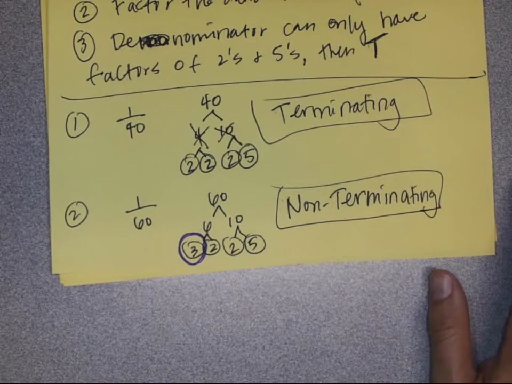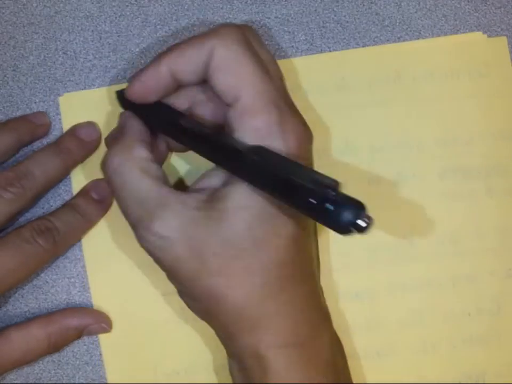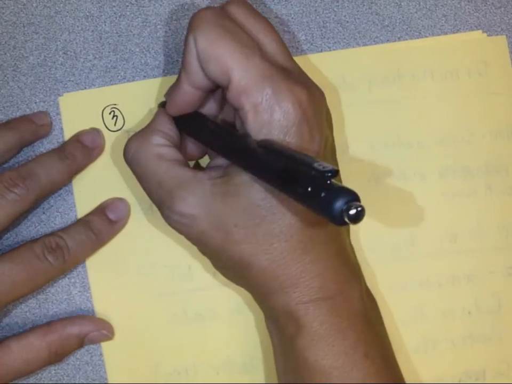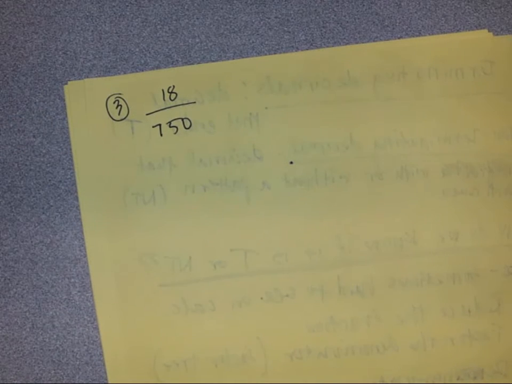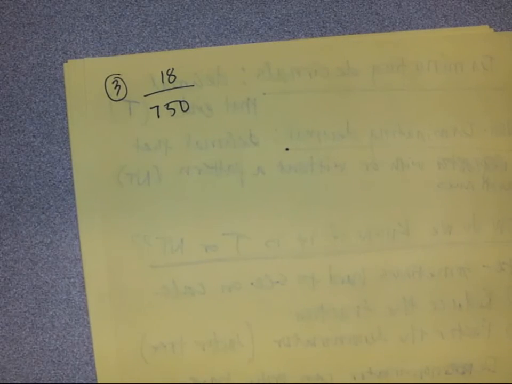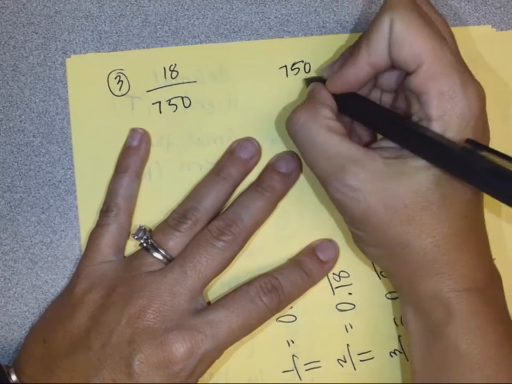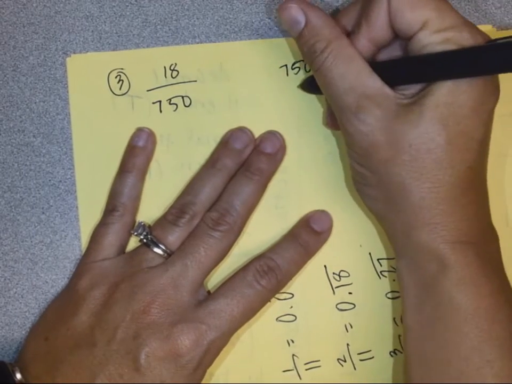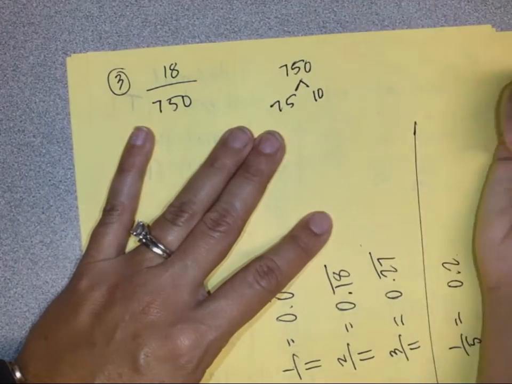Okay, let's do another one that we need to reduce first. Neither one of those reduced at the beginning because they both had a 1 on top. But let's look at this problem. Number 3, 18 over 750. Okay, so let's pretend like you forgot to reduce. Don't write this down because you could if you wanted to, but this is not the way you work this problem out. But if you didn't realize that it reduced first, you would break down 75 and 10.